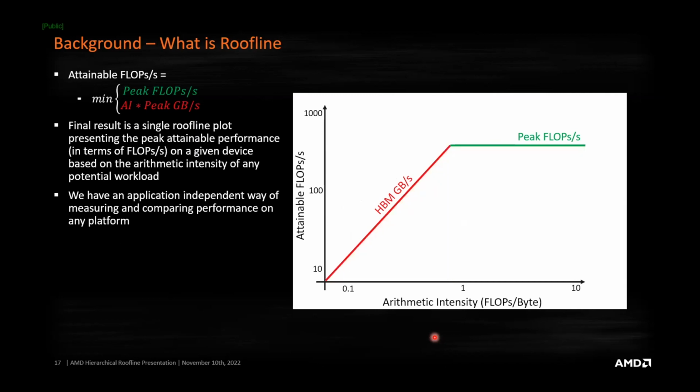So the final result here is a simple singular plot where we can present the architecture's peak achievable performance, empirically derived, but then you have this application and architecture agnostic view of how well you're performing, how well your application is leveraging the hardware available.